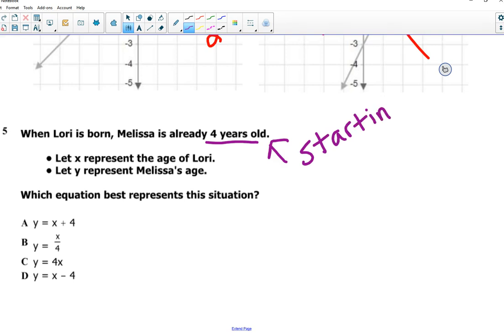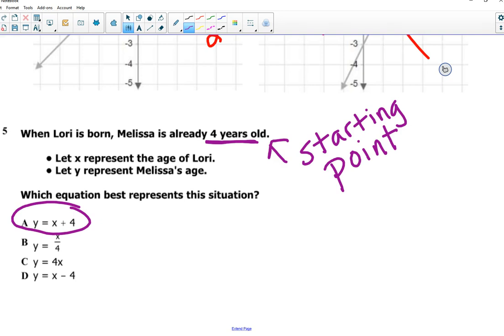So no matter how old Lori is, what are we going to have to do to Lori's age to get Melissa's age? Add 4. You see this? Already 4 years old. That's our starting point. I hope we're all writing these notes down so that we'll be ready for the retake.